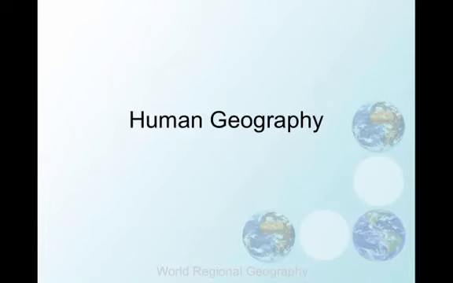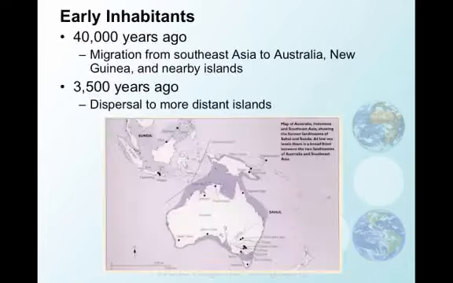Next, I want to talk about some of the human geography aspects of this region. To begin, some of the early inhabitants colonized or came to the region about 40,000 years ago. There was migration from Southeast Asia to Australia, New Guinea, and also nearby Pacific Islands. About 3,500 years ago, there was dispersal to more distant islands in the region.